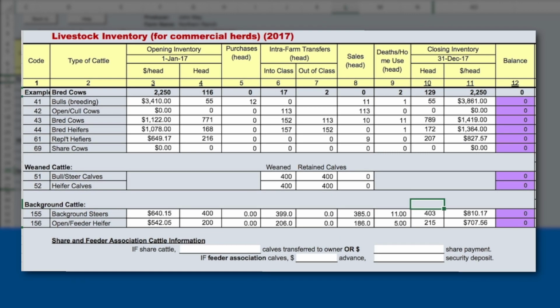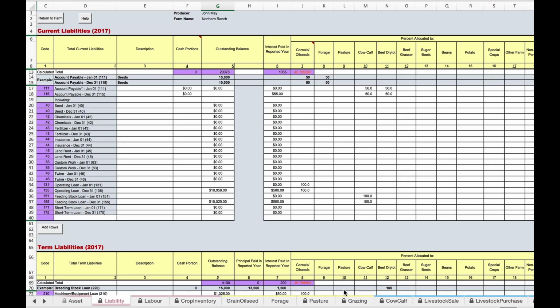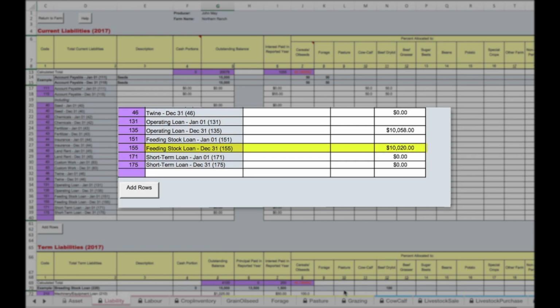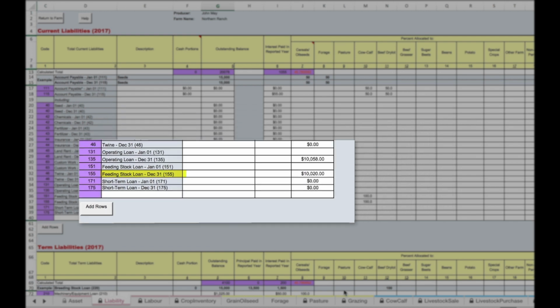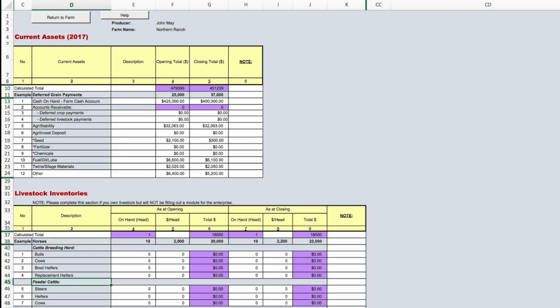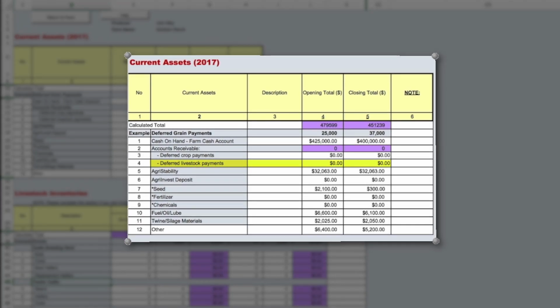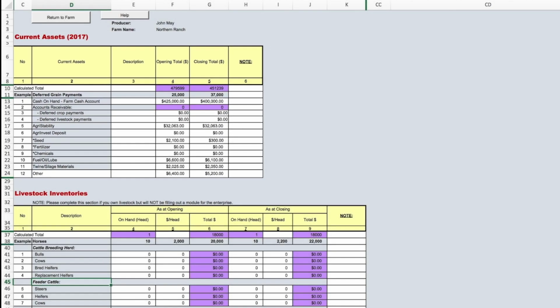If you have feeder association calves, provide the value of advance and/or security deposit. The value of the advance should also be logged on the liability worksheet in the feeding stock loan row. The value of the security deposit is a receivable and should also be logged on the asset worksheet, current assets table, deferred livestock payments line.